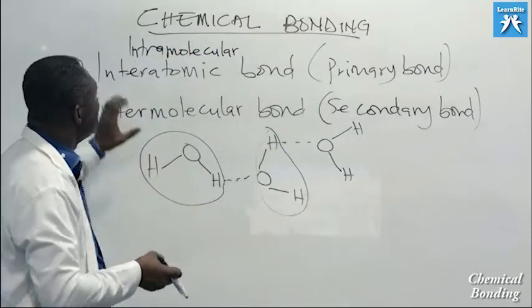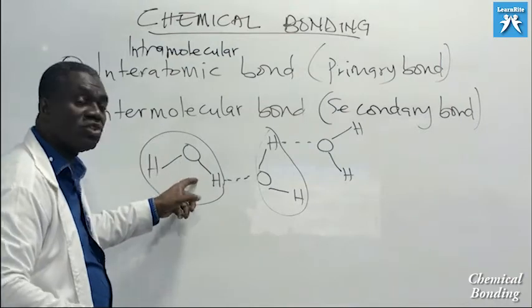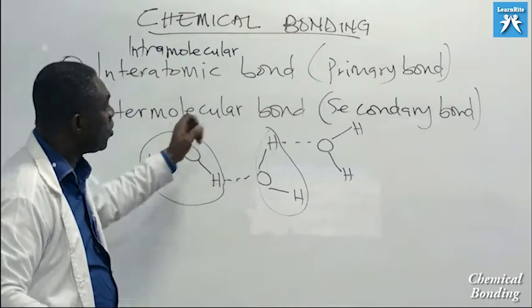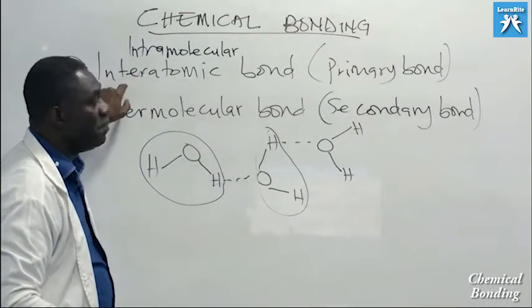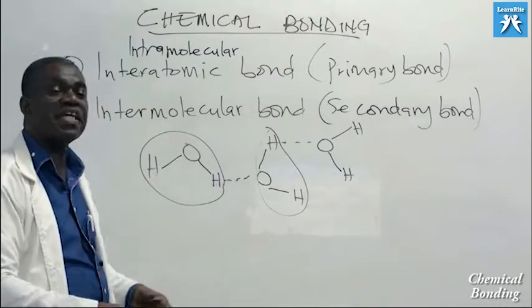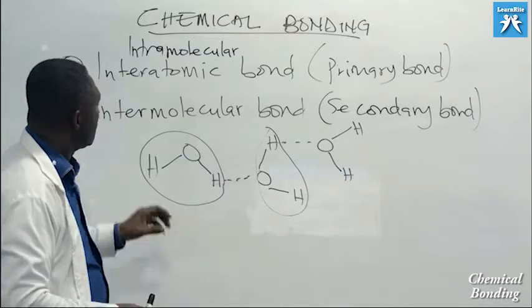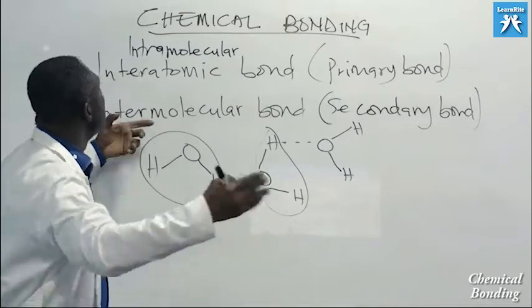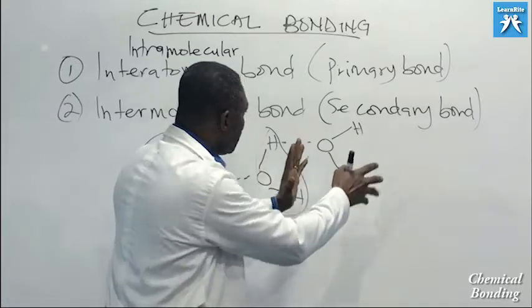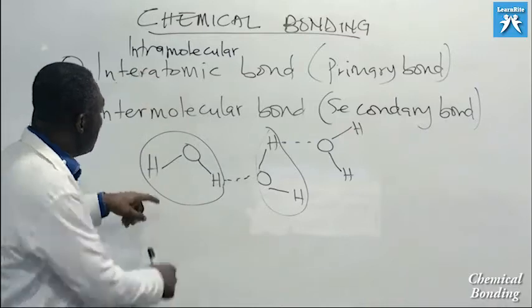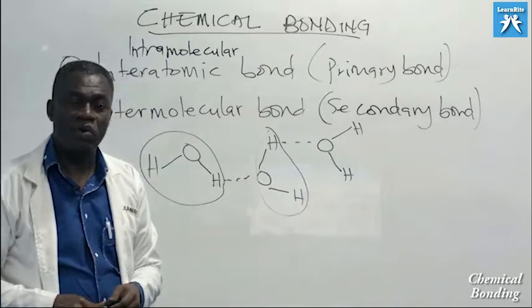Two main types: interatomic or intramolecular, that is within one molecule, the forces of attraction that hold the atoms together, called a primary bond. Another name is intramolecular bond, the main name being interatomic bond. Then we have a second type of bond that holds the molecules of that substance together. That is intermolecular. The inter means between what? Between molecules. Okay? And then interatomic means between atoms. So this is a secondary bond, and that is primary bonding.